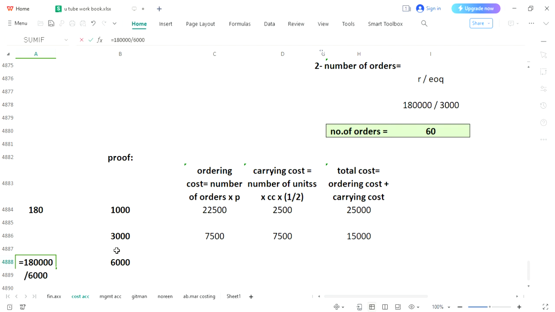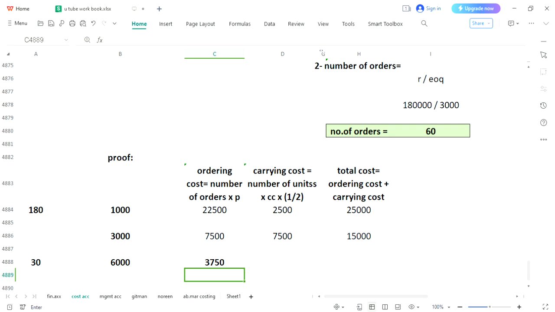Number of orders here we have calculated is 30. Number of orders are 30. Now we can calculate ordering cost, where we have seen ordering cost was 125. So here orders are 30, multiply by 125, cost of placing an order. So you have got your ordering cost. Now carrying cost, you need to have number of units 6000.